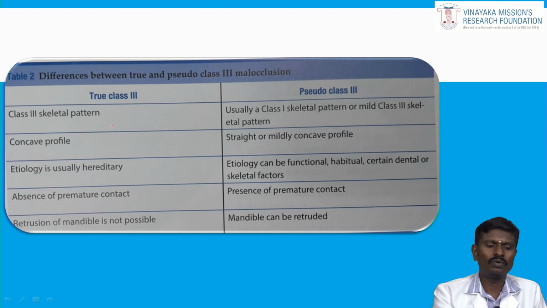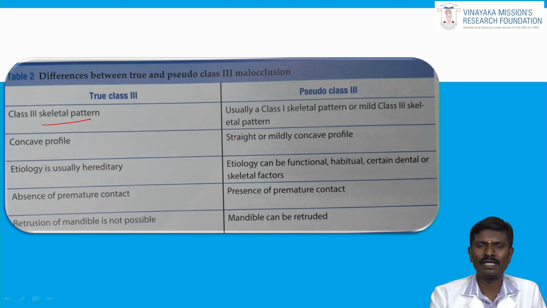In true class 3 you can have a skeletal pattern, which will be a prognathic mandible or a retrognathic maxilla. But in pseudo class 3, usually a class 1 skeletal pattern or a mild skeletal class 3 pattern will be there, or the mandible will be placed anteriorly due to a functional shift or some endodontal factors. The patient might have placed the mandible in a forward direction. So in true class 3 the patient's profile will be concave. Here, in pseudo class 3, the profile will be straight or mildly convex.